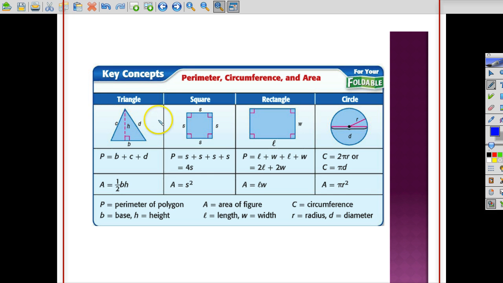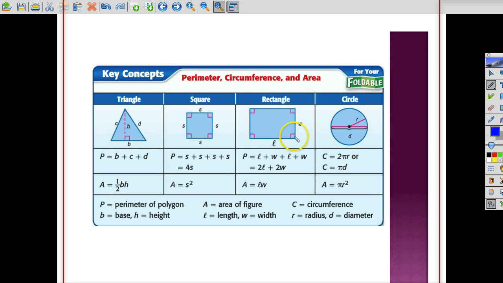Here you have a triangle, a square, a rectangle, and a circle. This is really a review that we've been doing throughout many years of math. You've probably seen this in elementary school. For a triangle, the perimeter is when you just add all three sides, so B plus C plus D. The area of a triangle is 1/2 base times height. For a square, the perimeter is when you add all four sides, so it would add up to 4s. The area of the square would be base times height, s times s, which is s squared.